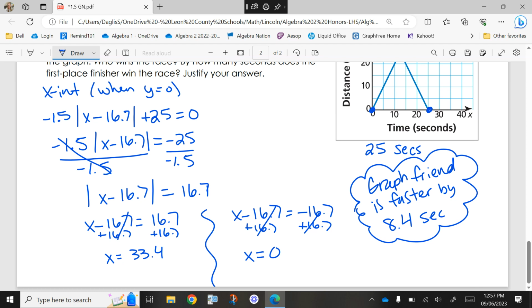So my graph friends, congratulations. You are the winner. What do we get? Gold star. You're welcome. Yeah? One second. Questions for me about 1.5?